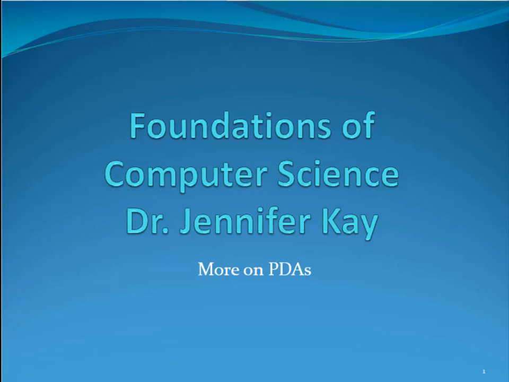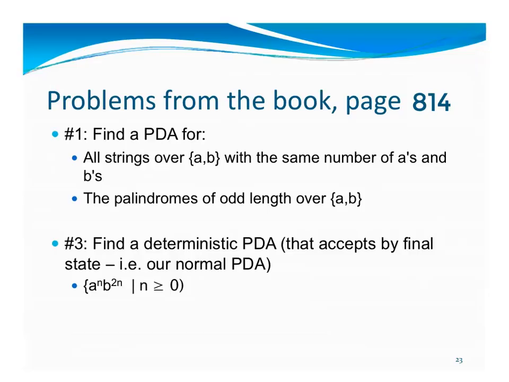Okay, so let's do some more work with PDAs. And we're going to start with some problems from the book. This first problem asks us to find a PDA for all strings over A, B with the same number of A's and B's. Now, we've already found a context-free grammar for this. Now we're going to find a PDA for it.